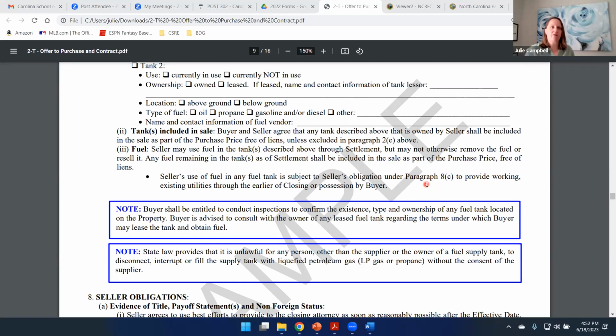So many people have wound up in court over fuel. So you know what the contract did? They said, stop it. Whatever's there, seller uses what they need to while they own the property. Whatever's there through settlement becomes property of the buyers. So what does this mean?